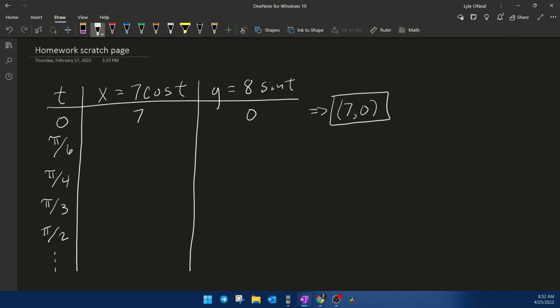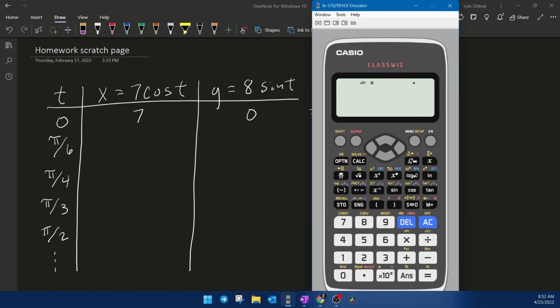Now what we could do, since we have answer choices to choose from, is go back and see if any of the graphs hit the point 7, 0. Because if only one of the graphs intersects this ordered pair, then that has to be the correct answer. But we're going to continue to calculate a few more points just for fun.